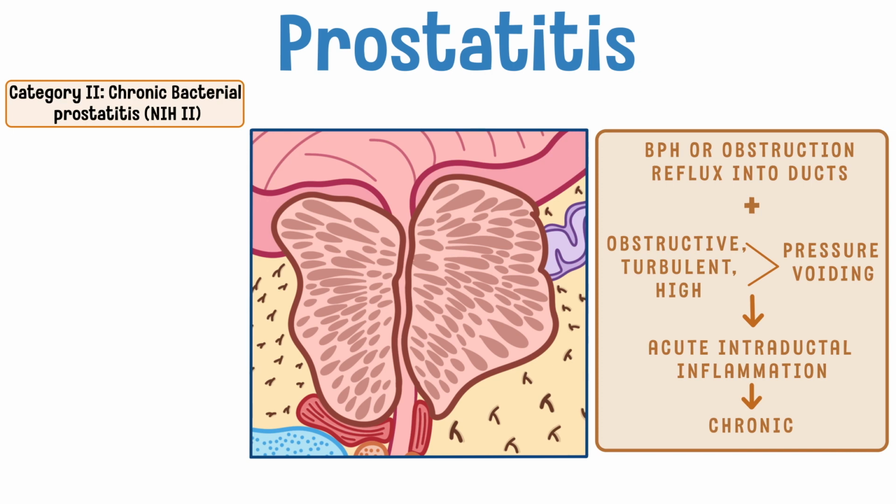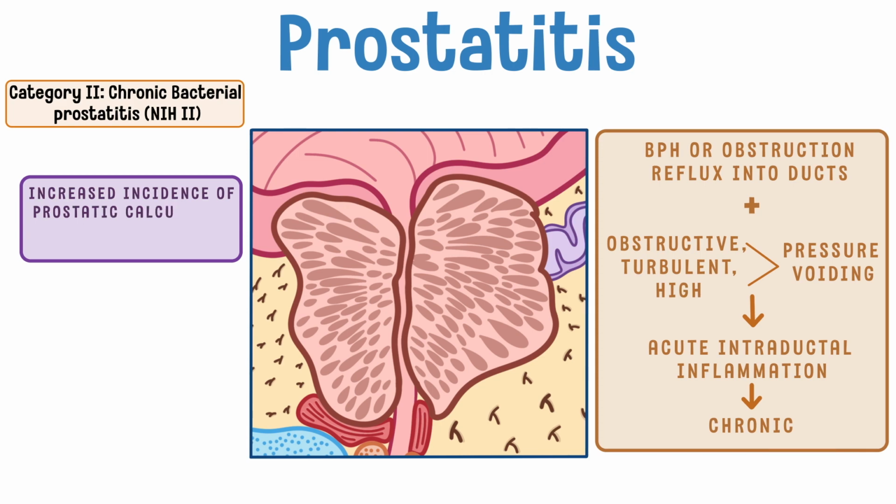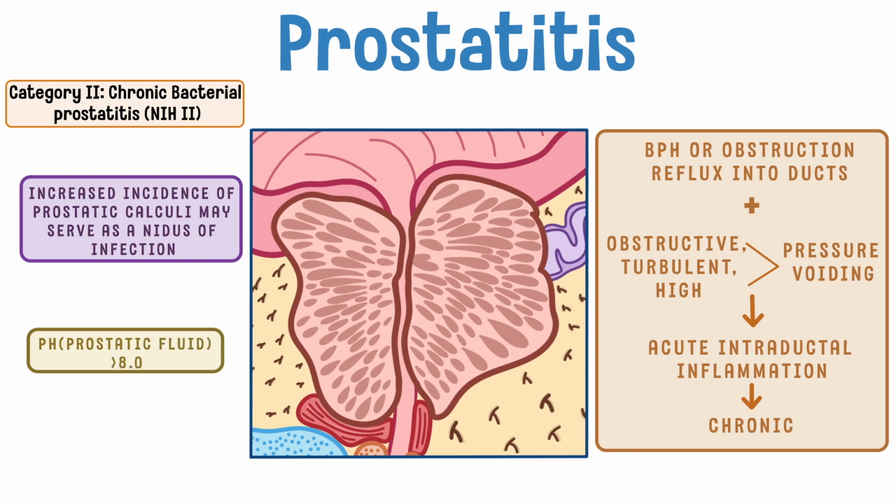This can progress to chronic intraductal inflammation, and bacteria are present in inflamed ducts in protected bacterial aggregates or bacterial biofilms, as increased incidence of prostatic calculi may serve as a nidus of infection. And the pH of prostatic fluid may increase from a normal of 6.5 to 8.0 with infection.